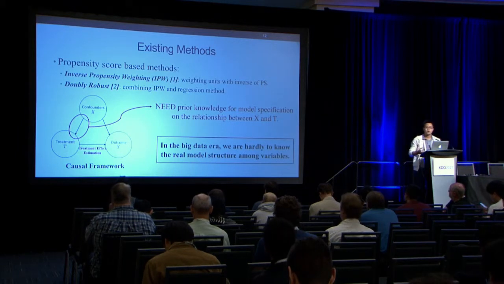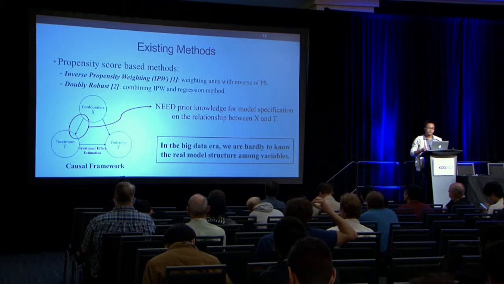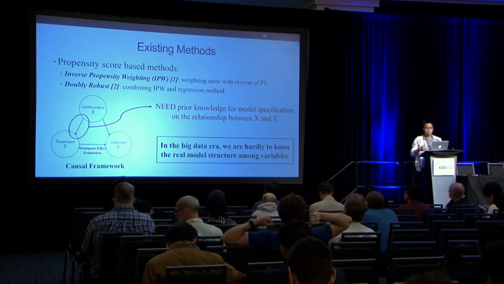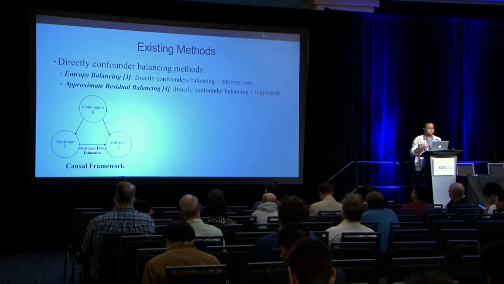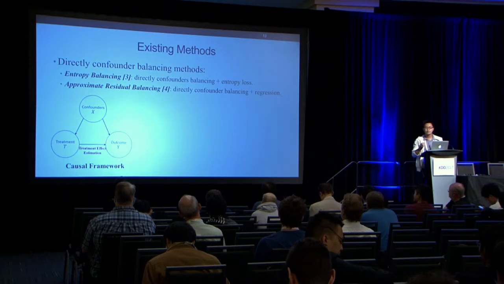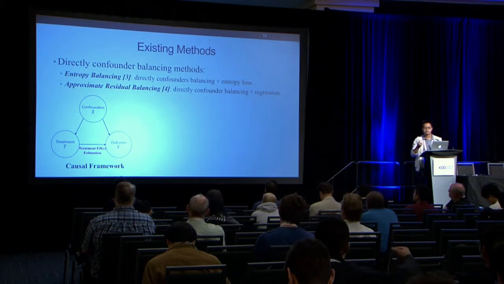in big data scenarios, we always have a large number of observed variables. We can hardly know the real model structure among these variables. So we think we cannot make any model specification during the treatment effect estimation. So some researchers seek to optimize ways for directly balancing confounders, such as entropy balancing and of course the residual balancing. The motivation behind these methods is that the confounder can be balanced by their moments, which uniquely determine the confounder's distribution.